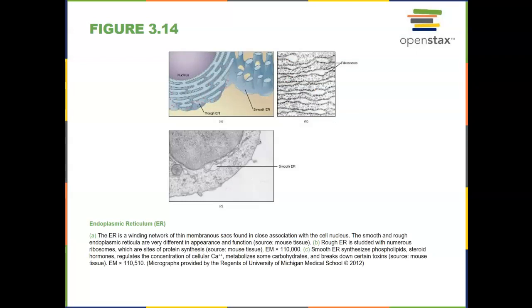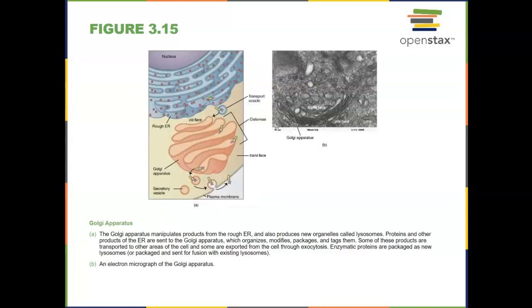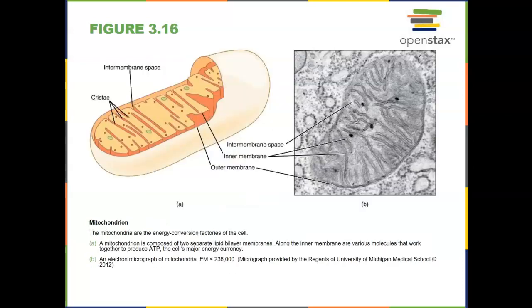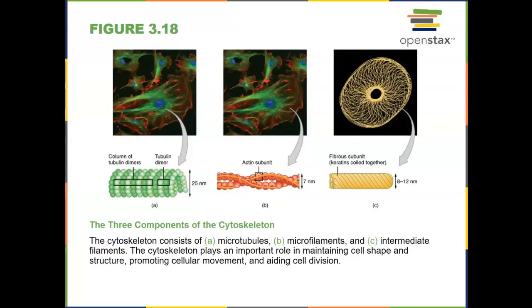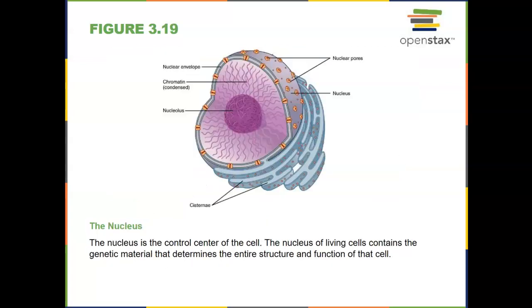What I'm doing here is showing you each element: endoplasmic reticulum, smooth and rough, Golgi apparatus, mitochondria, a peroxisome, the components of the cellular cytoskeleton, really beautiful structure, look at that. The nucleus and what lives in there. I'll stop here on the nucleus real quick. Chromatin.